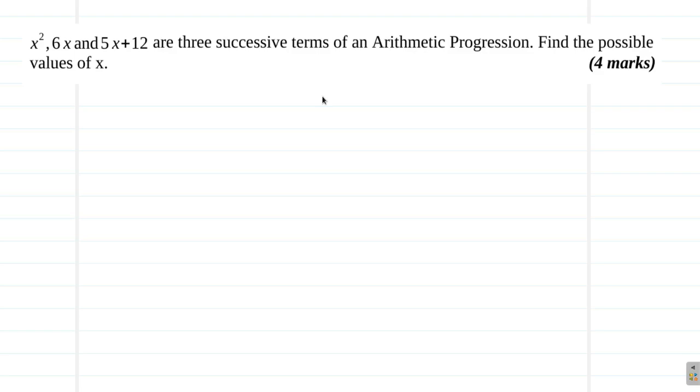x squared, 6x, and 5x plus 12 are three successive terms of an arithmetic progression. Find the possible values of x.